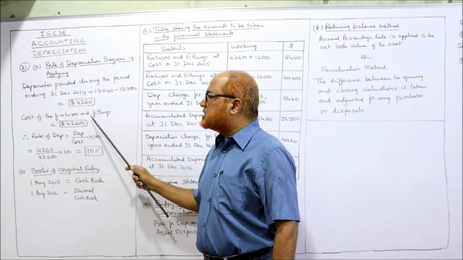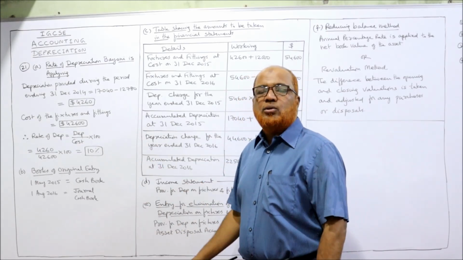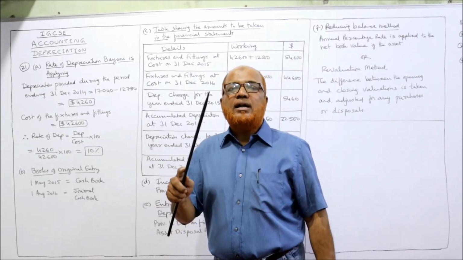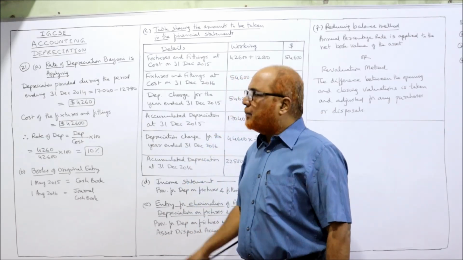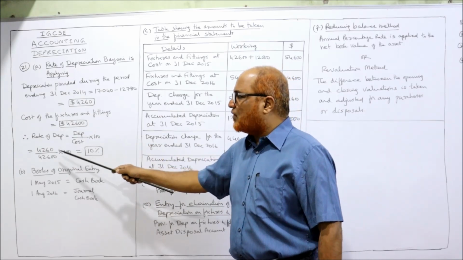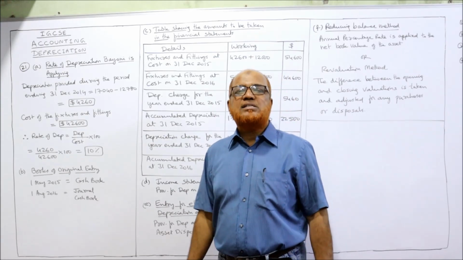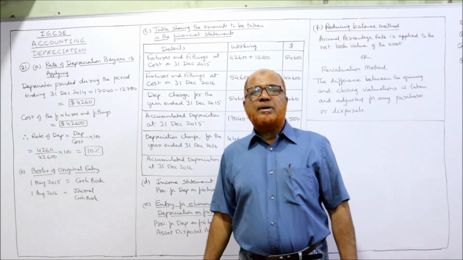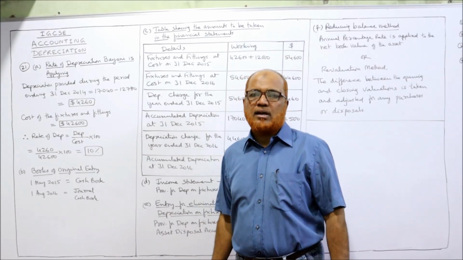Now, cost of the fixtures and fittings, what is the cost? 42,600. The rate of depreciation is equal to depreciation divided by cost into 100. Depreciation 4,260 and cost is 42,600 into 100, you will get 10%. The first answer we got. The rate of depreciation applied is 10% on cost, right?